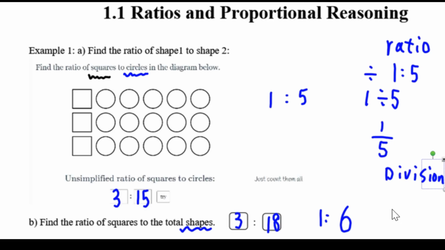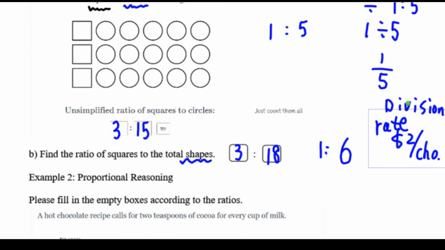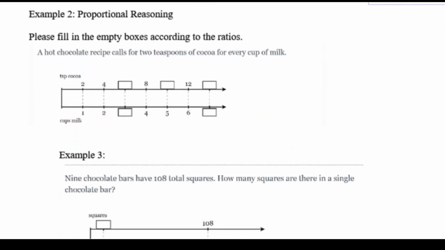And if we have unit price $2 per chocolate, this one we call rate. So ratios is different from rate. So that is for example 1. This is ratios, is division, okay? Then we are going to see example 2.